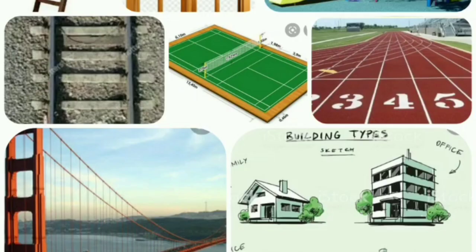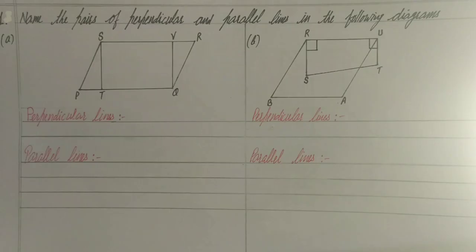Now have a look at the pictures being shown on the screen. The concept of parallel, perpendicular and intersecting lines matters a lot in our day-to-day life, whether we talk about a railway track, a simple ladder, a window, a racetrack, a badminton court, bridges or buildings. Now let's move towards the first question.